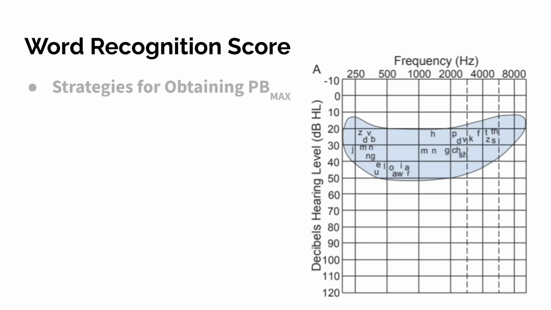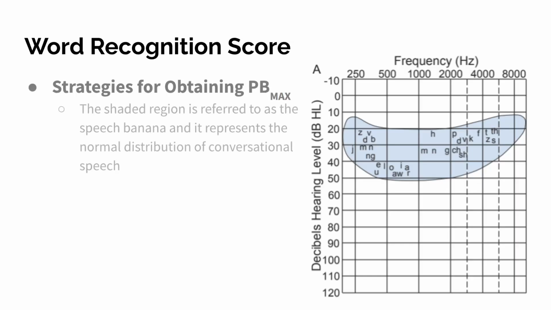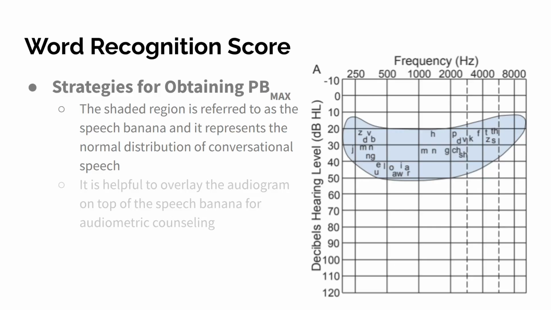Here's an example of a speech banana. The shaded region, the speech banana, represents the normal distribution of conversational speech. It's helpful to overlay the speech banana on top of the audiogram for audiometric counseling. We can see where the different speech sounds or phonemes in American English fall in the audiometric range. Some of them are softer than others. Some are louder than others, like the vowels. Some are high frequencies, like fricatives, especially voiceless fricatives.